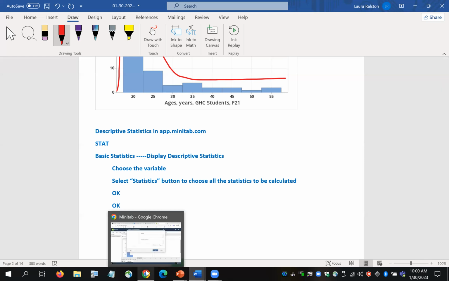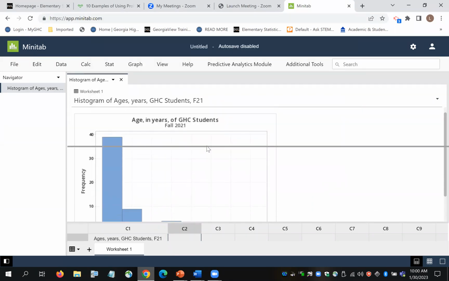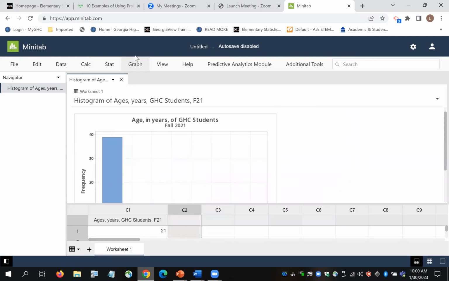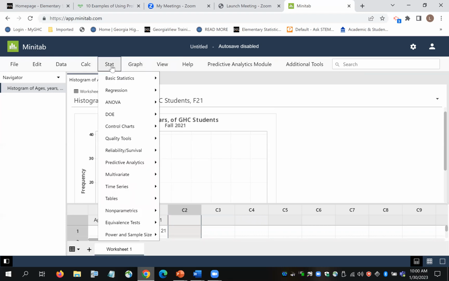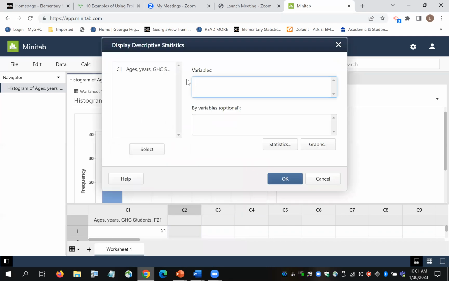All right, so we're going over to Minitab. And again, I have already entered my data. It's already there. I don't have to retype it again. It's there. It's not gone away. Then I want to calculate my descriptive statistics. So I have Stat, Basic Statistics, Display Descriptive Statistics. I have to choose my variable.